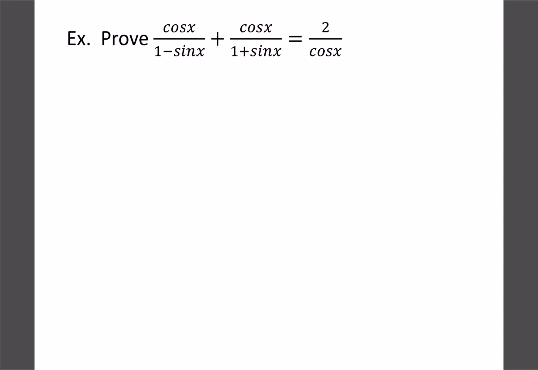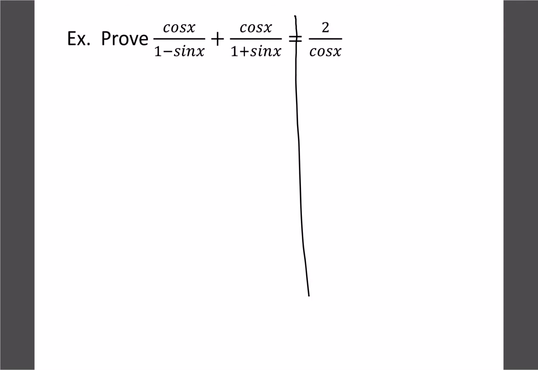Okay, here's another one. We got cos over 1 minus sine plus cos over 1 plus sine. And with this one, you can see there's really nothing to change. We got no identities to work with. So a lot of times with these kind of questions, you're going to have to do some factoring, some common denominators, anything like that. This one, we're going to common denominator because of that plus sign.